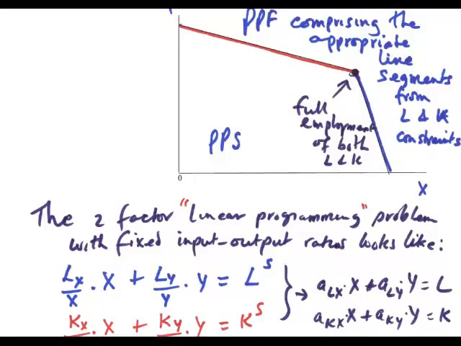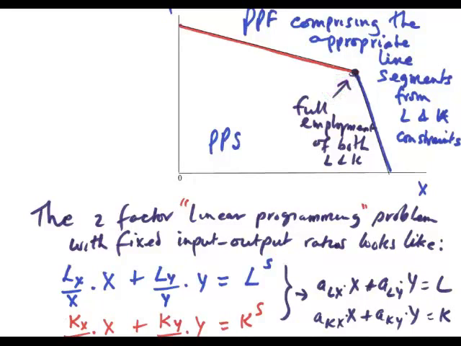So here we have our production possibilities frontier. I've left off the extra segment, so the production possibility frontier is two straight line segments, and here we said this would represent our capital constraint. This is representing our labor constraint, so the developing country might be producing at some point here on the red segment of the production possibilities frontier. So our production possibility frontier comprises the appropriate line segments from the labor and capital constraints. There's one unique full employment point.